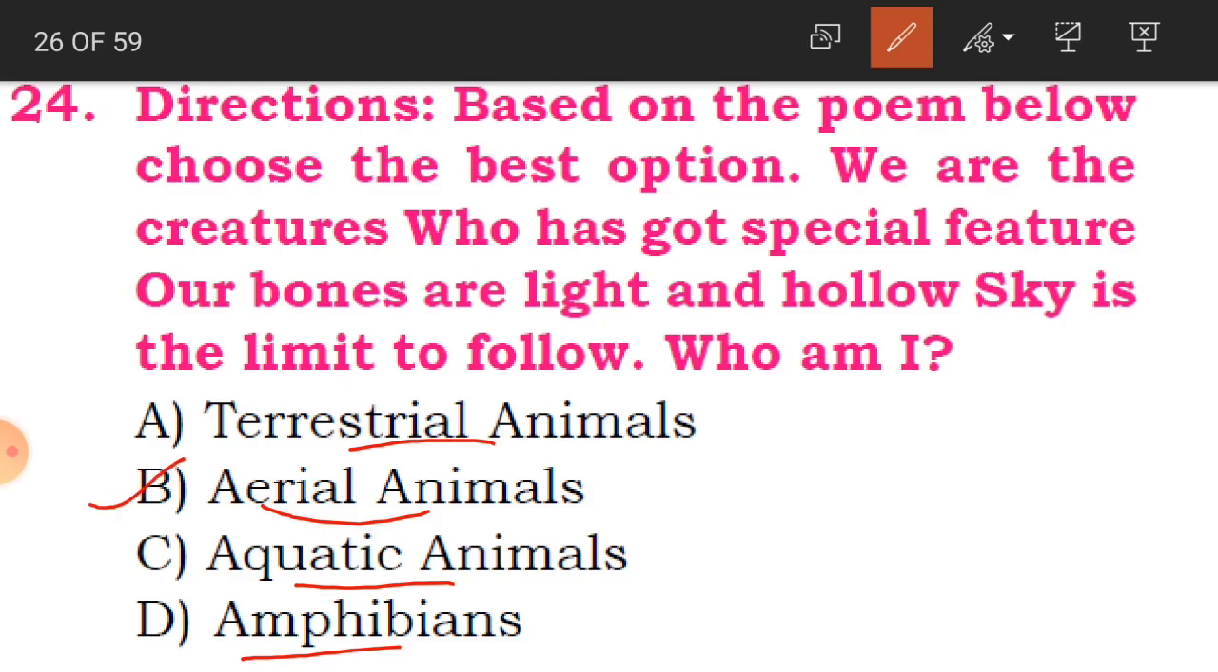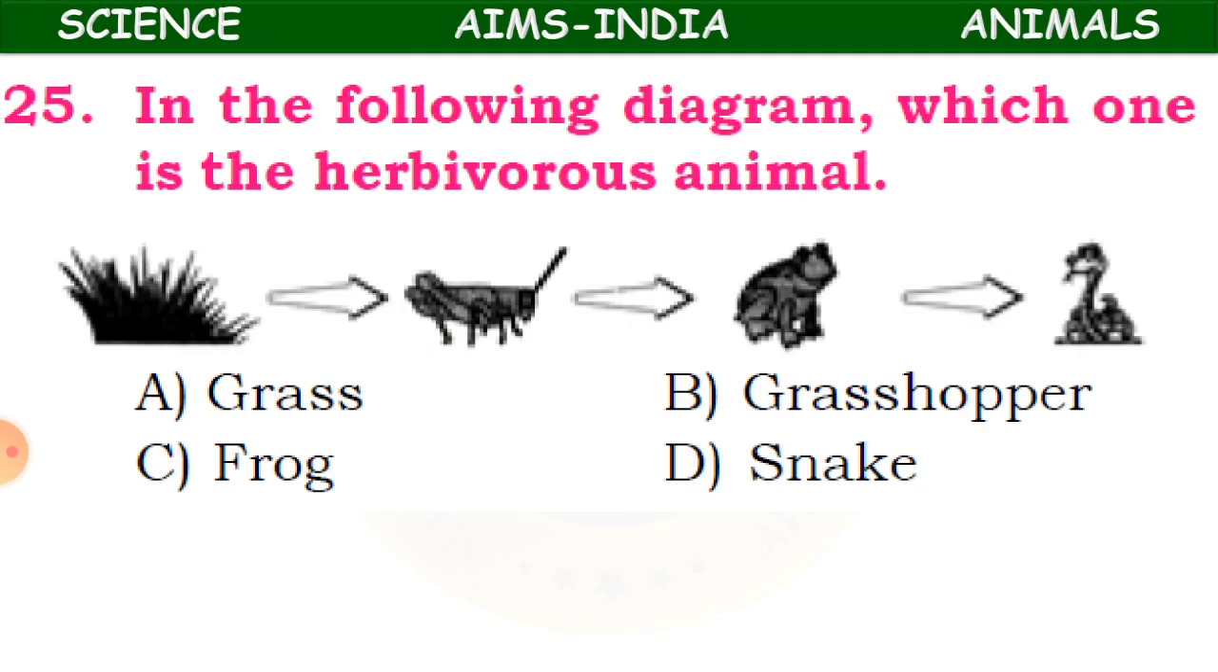Birds' bones are light and hollow. In the sense, as they have to fly in the air, their bones are made very light in weight so that they can fly easily. Okay, children? So this is the answer. B is the correct option.